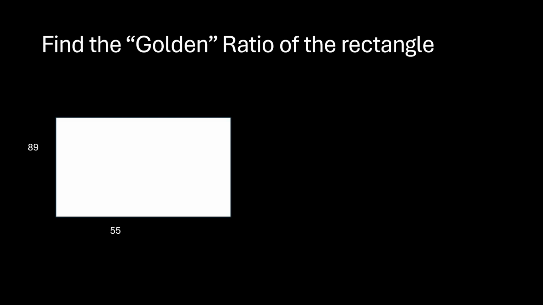Now you try. On the next slide, I'll be giving you a rectangle, and you have to solve the approximate golden ratio. Alright, find the golden ratio of this rectangle: 89 over 55. Make sure to get out a piece of paper, a calculator, or anything you need, and use the equations from the previous slides and solve the golden ratio of this rectangle. I'll give you half a minute or a minute to solve it. Ready? Go.